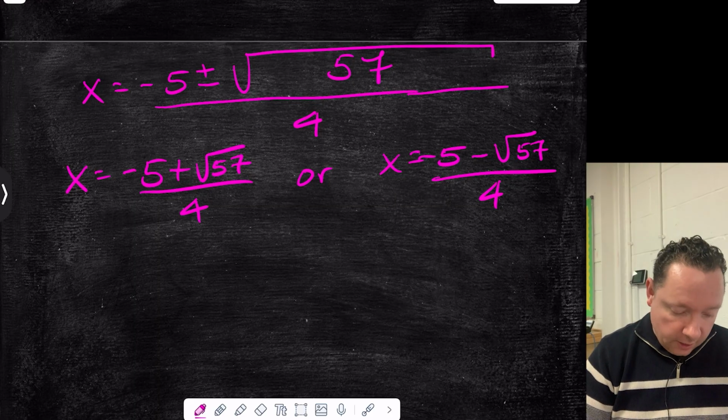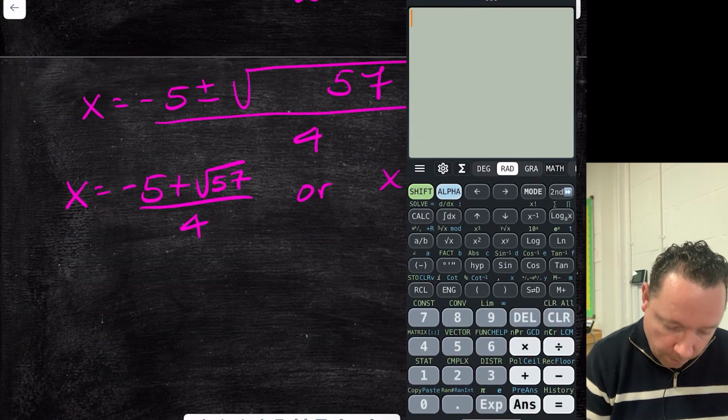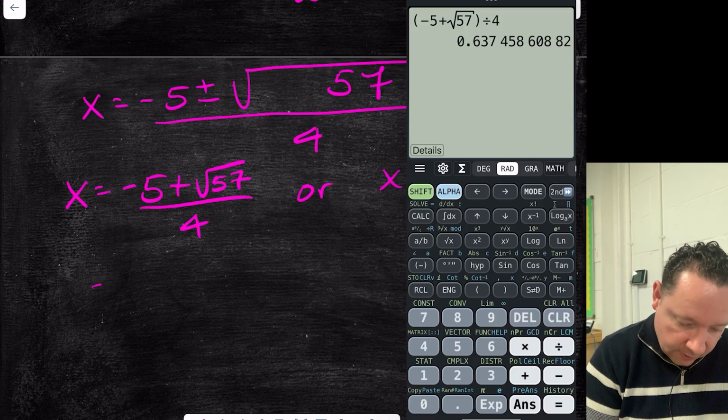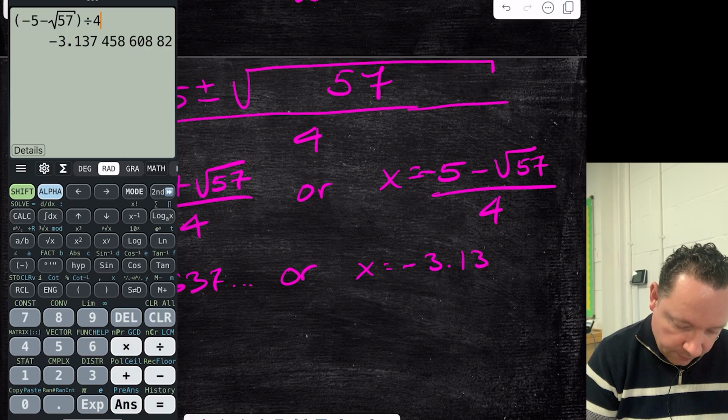So using a calculator, we've got brackets minus 5 plus root 57 divided by 4, that is 0.637, or the second answer, minus 5 minus root 57 divided by 4, x equals minus 3.137.